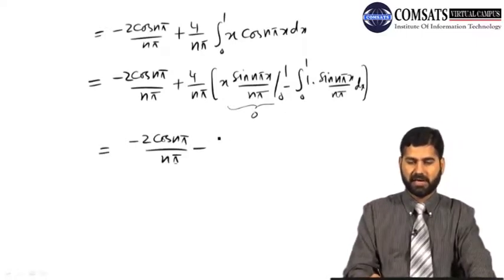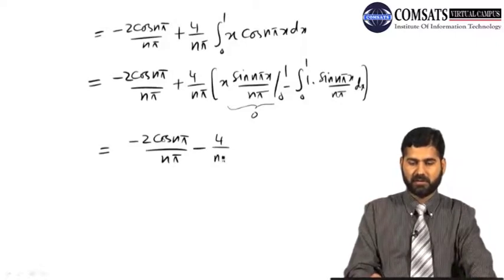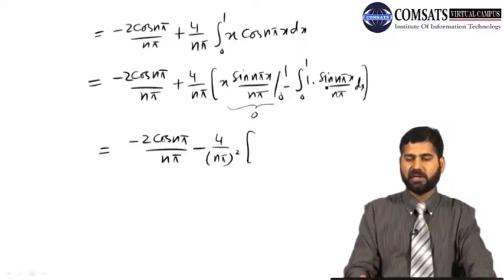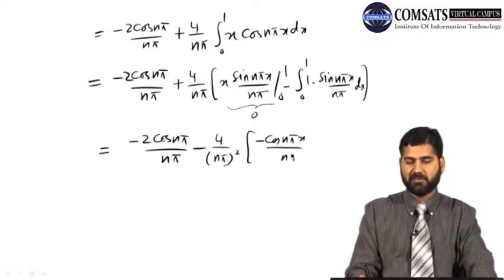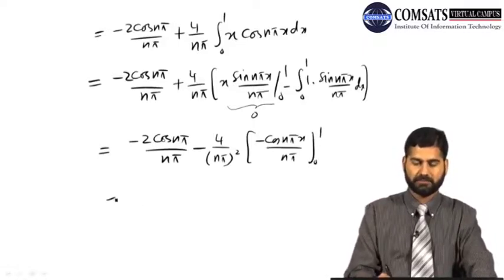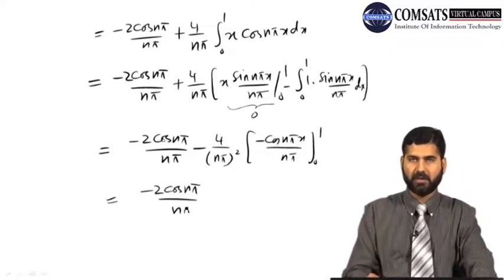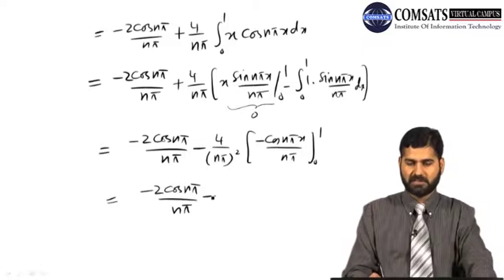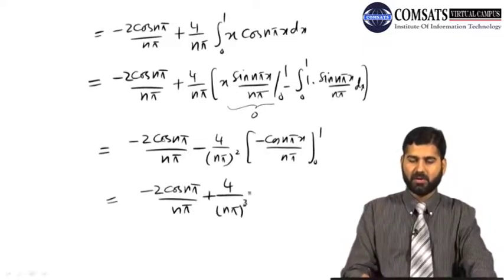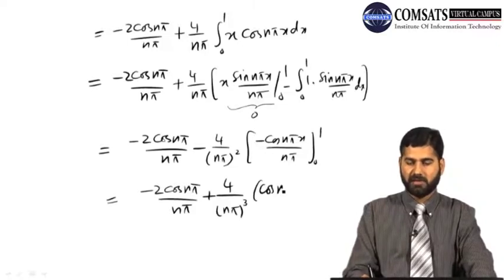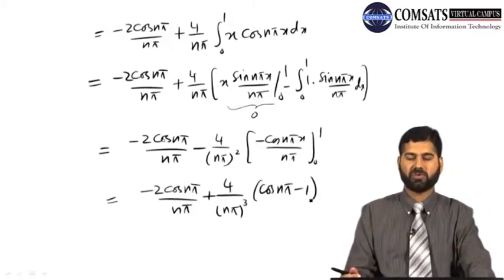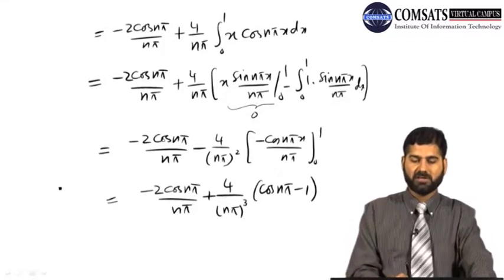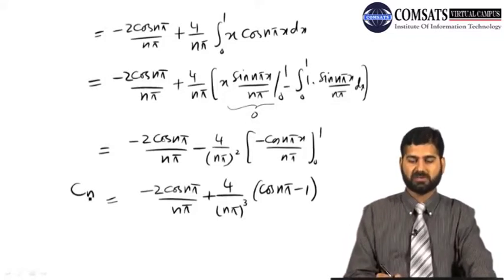Minus 4 by n pi square. And now integral of sine is again minus cosine n pi x by n pi from 0 to 1. And this is minus, minus plus 4 by n pi cube, cosine n pi minus 1. So this is your constant. All right, so I got the complete solution now.